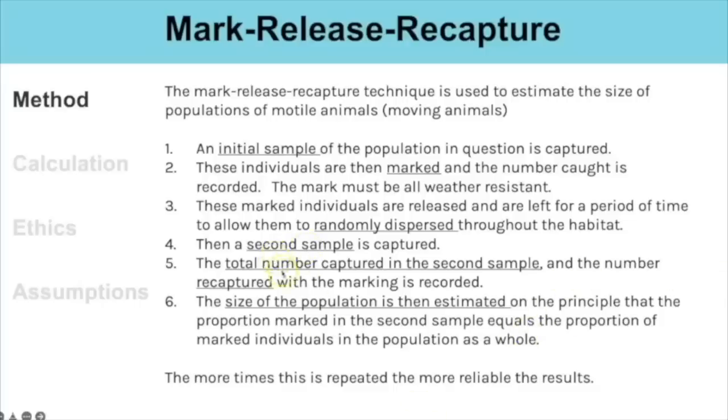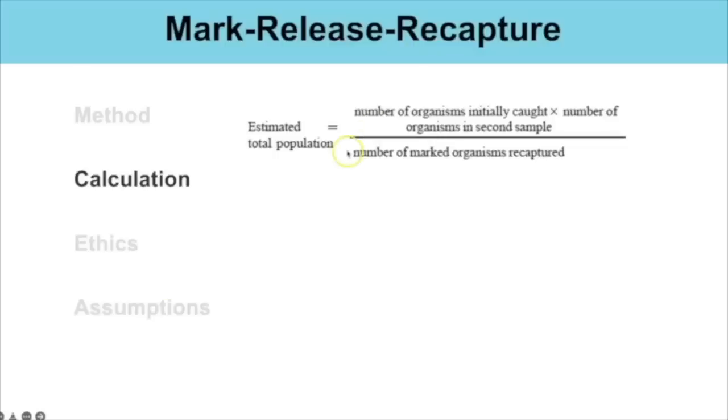And when you take your second sample, the total number captured in that sample is recorded, as well as how many you recaptured that had the marking on them. And the size of the population can then be calculated using that information. But as with all sampling, the more times you repeat it, the more reliable your results should be. So here's our calculation. To estimate the total population, you would do the number of organisms initially caught times by the number of organisms in the second sample, divide that by the number of organisms that you recaptured.